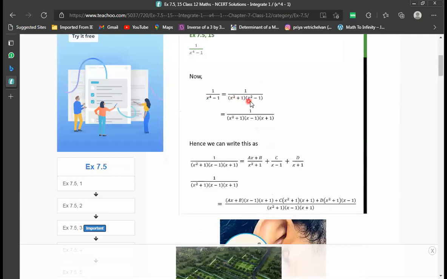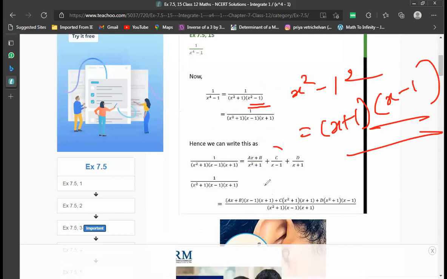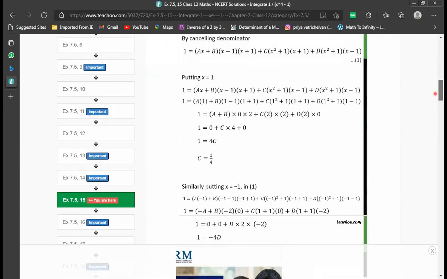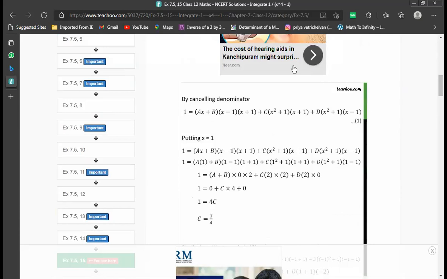So we have x square plus 1 and x square minus 1. For x square plus 1, you can write it as ax plus b. And for x square minus 1, again you have to write it as x plus 1 into x minus 1. You will write the variables on the numerator, c and d. So here you have 4 variables, so you will do 4 substitutions: x is plus 1, x is minus 1, and x is 0.